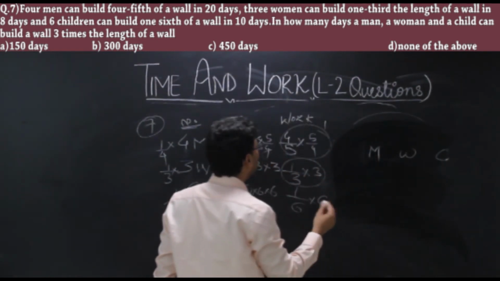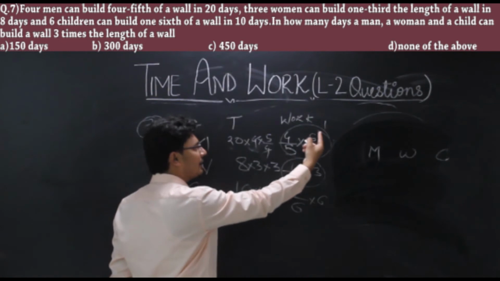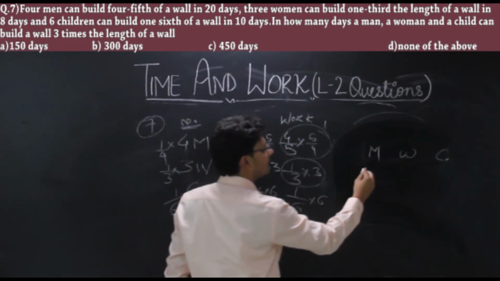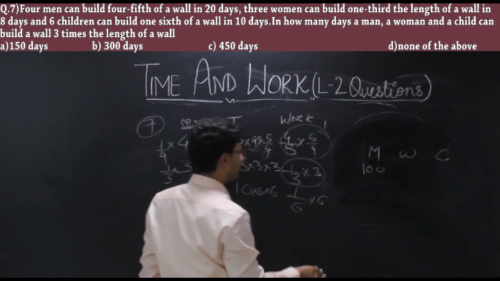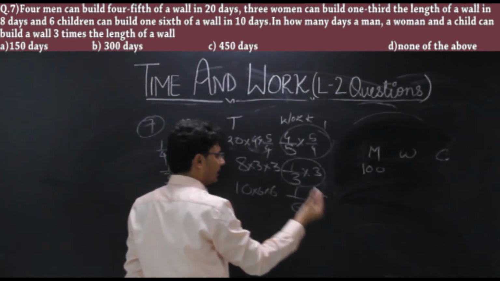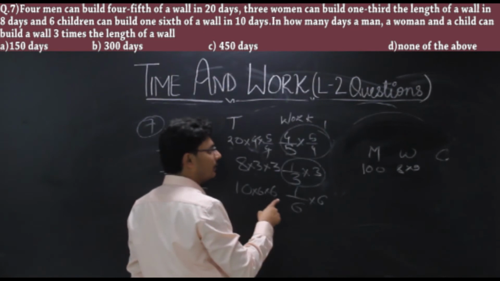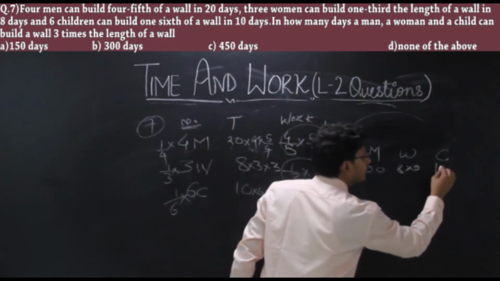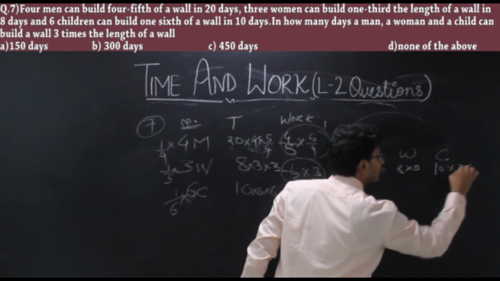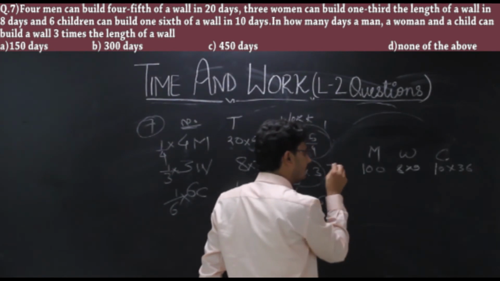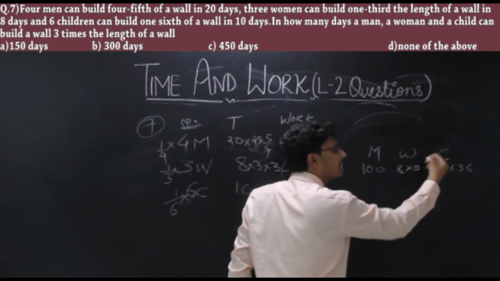So for 1 man, how much time to build a wall? This is nothing but 100. Same, how much time did the woman take? I'll just write it as 8 into 9, 72. And children took 10 into 36. So this is nothing but the time. So this is the total time taken by 1 man, 1 woman, and 1 child.